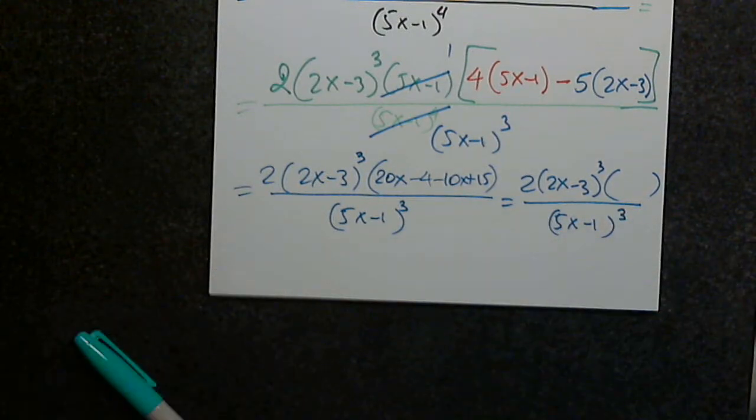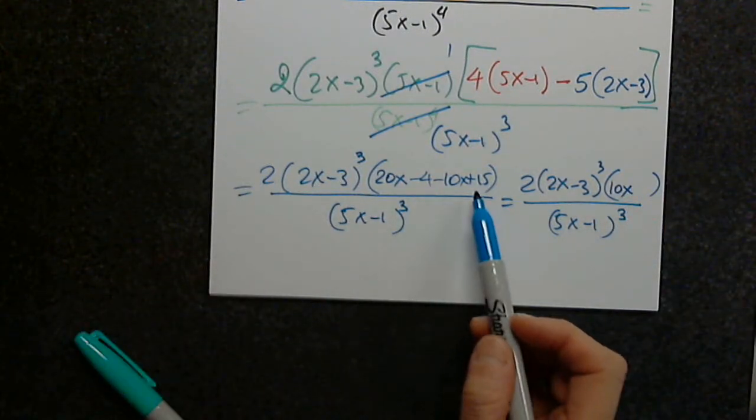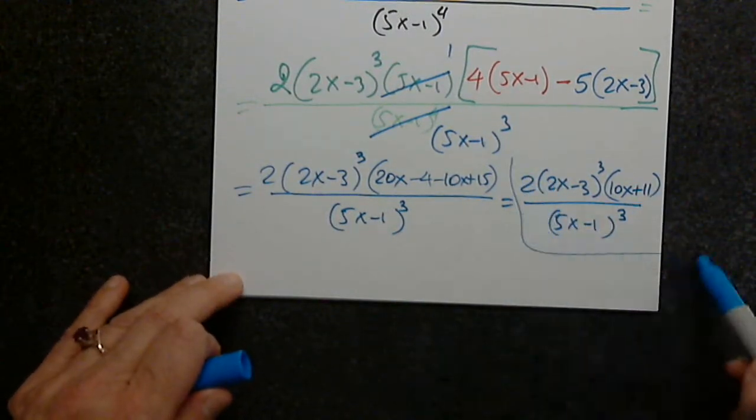So once you redo these two problems, the other 5 would be a piece of cake. So I have 20x minus 10x, which is 10x, and I have negative 4 plus 15, which is positive 11. And this is the simplified form.